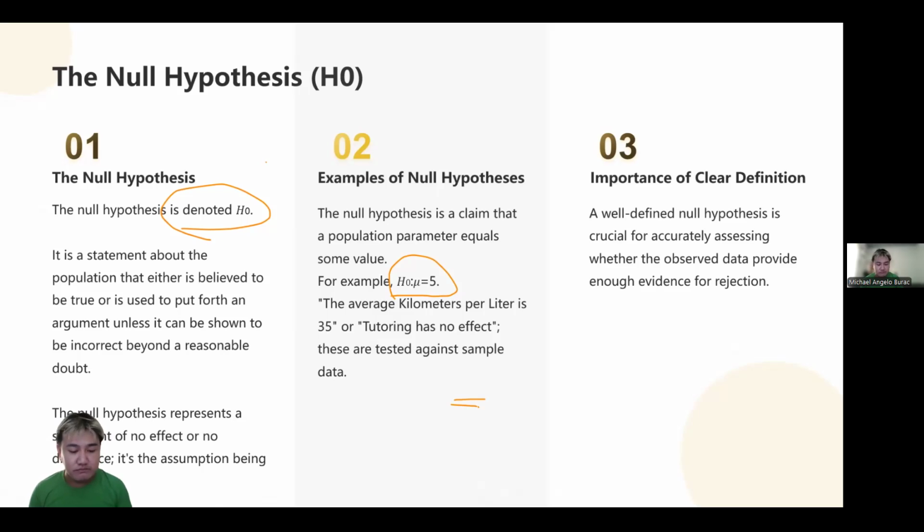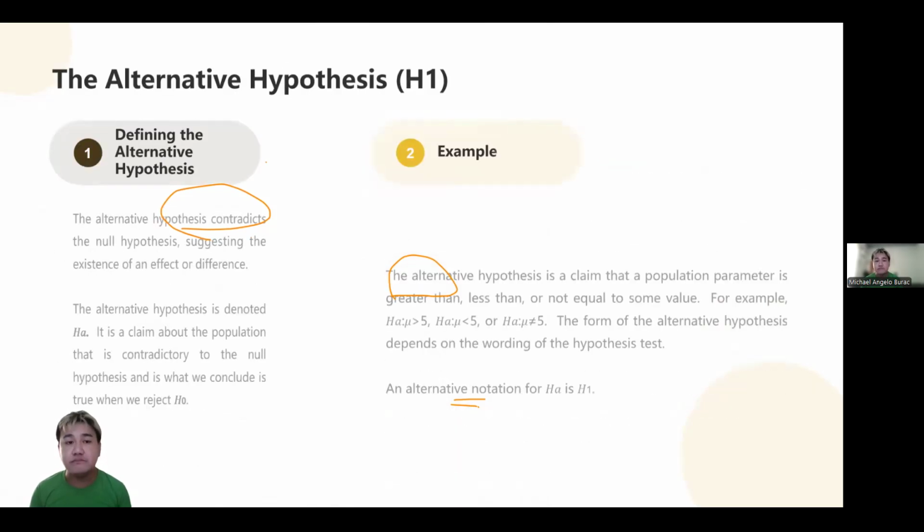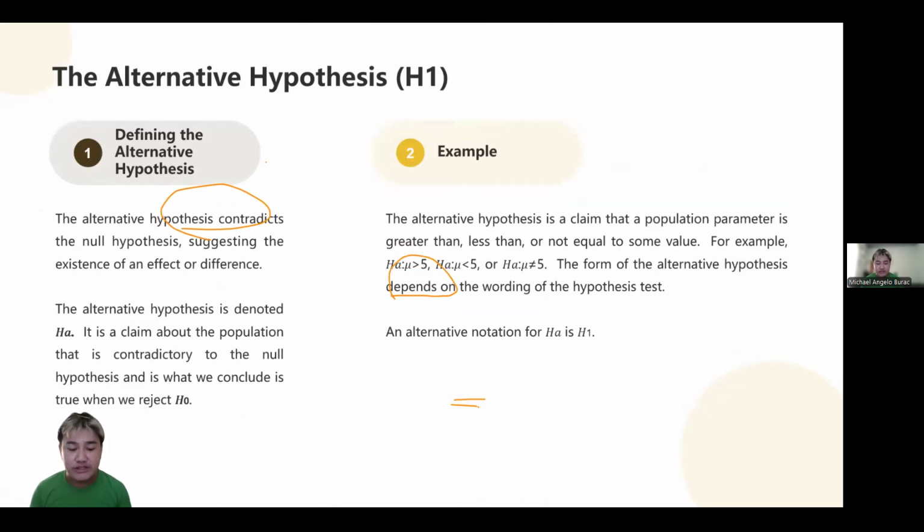So how about the alternative hypothesis? Our alternative hypothesis is the contradictory claim about our null hypothesis.